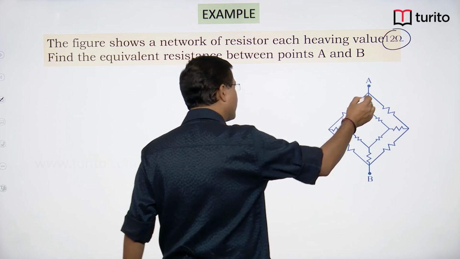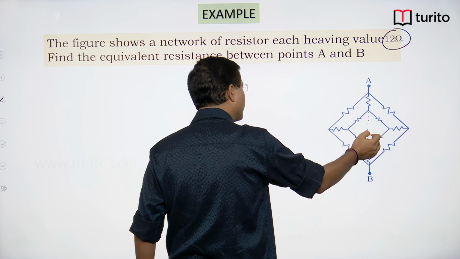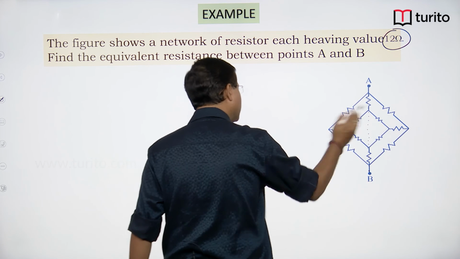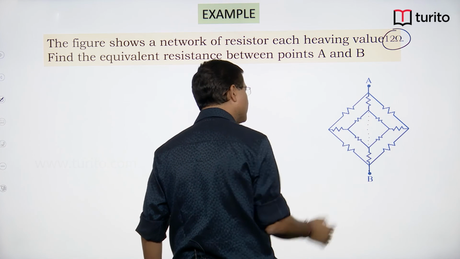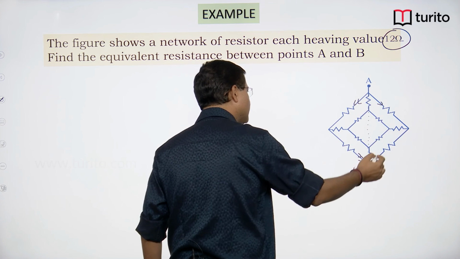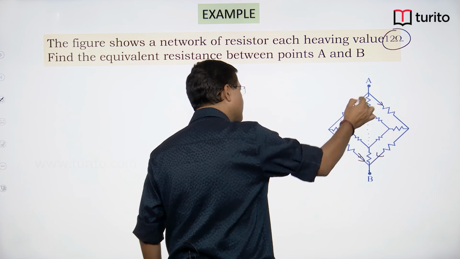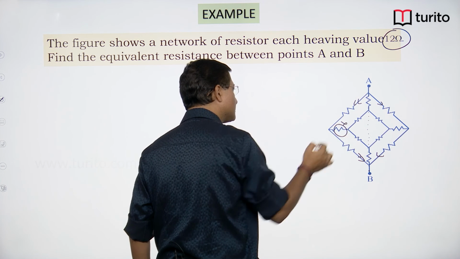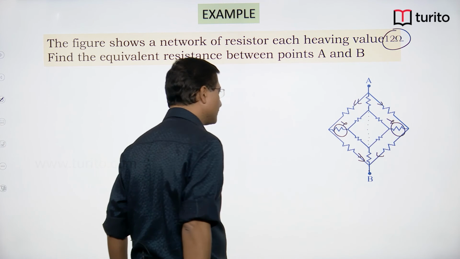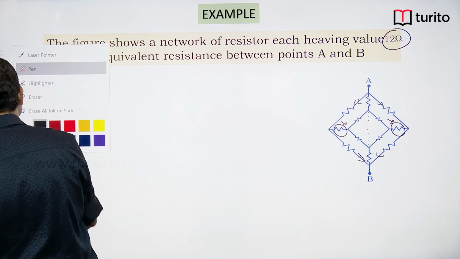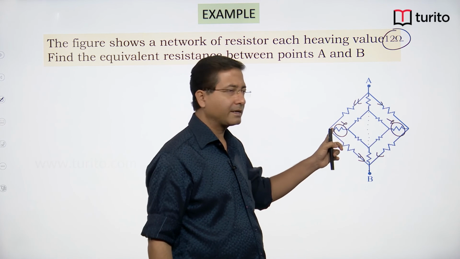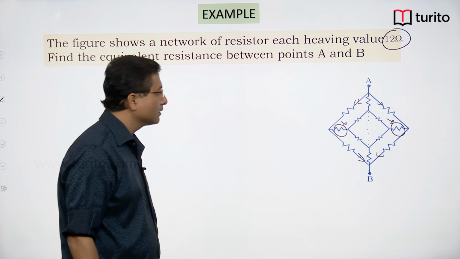So across AB if I connect, I can see folding symmetry as well as input output symmetry. Whatever current is here is the same as the current here, input output symmetry, and whatever the current here is the same as the current here. So if this current is the same as this current, there is no role of this resistor. Similarly, this current is the same as this current, there is no role of this resistor. So as these two are not carrying any current, we can remove them from the circuit.